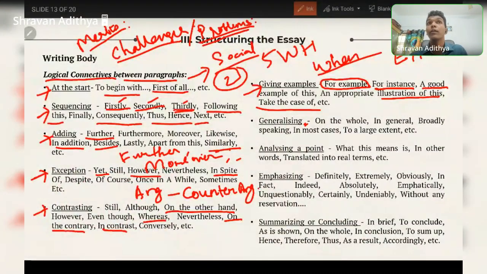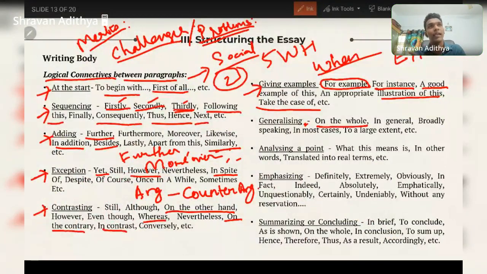And finally, generalizing. Generalizing is something that you do in your conclusion part, or the paragraph before the conclusion, at the end of the final paragraph of the body. That is where you generalize all the points. You have given arguments, counter arguments, you have discussed problems, solutions, suggestions, everything.